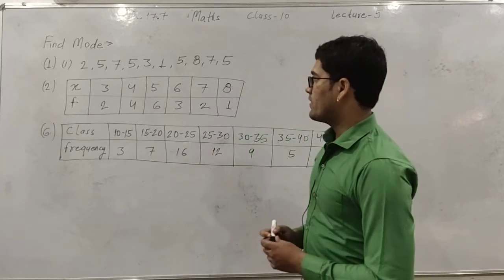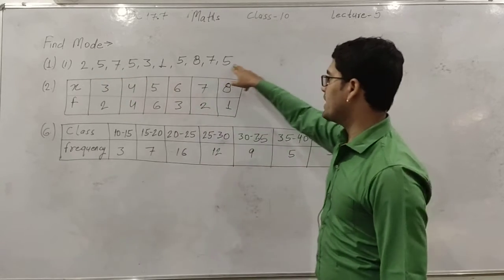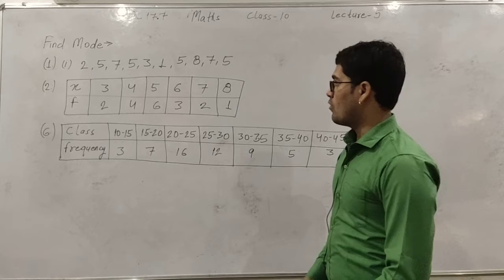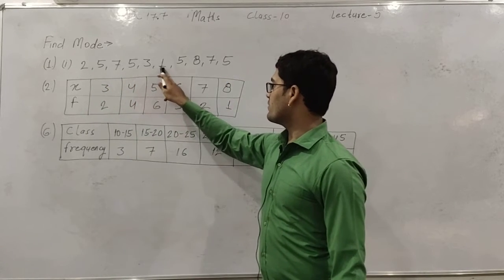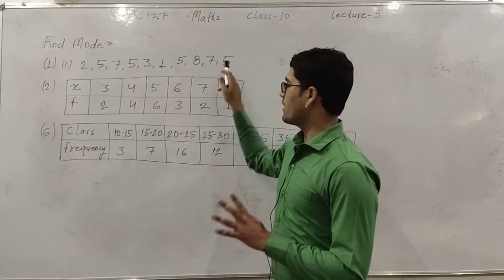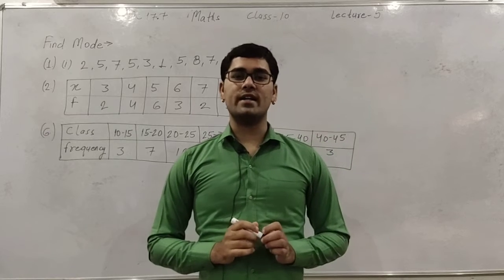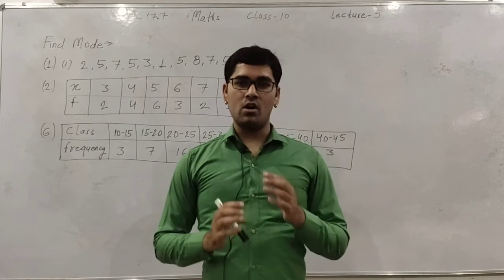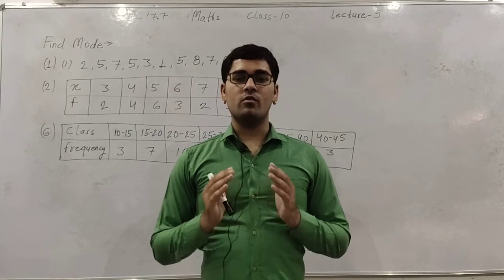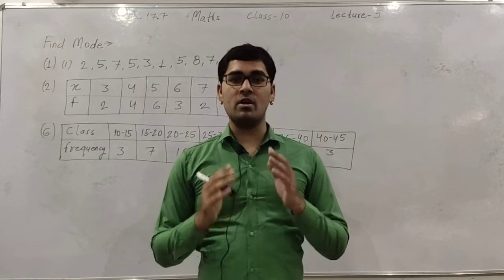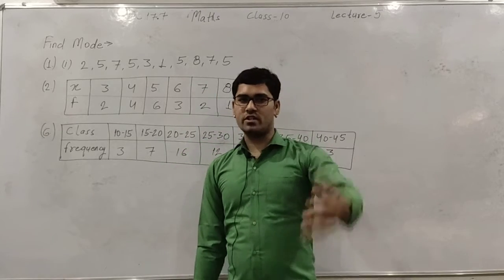So the first question says find the mode, and we are given some random numbers: 2, 5, 7, 5, 3, 1, 5, 8, 7, 5. Now firstly, we must know what is mode. Mode is the most frequent number, or the number which comes maximum times. The number which comes maximum times, the most frequent number, is known as mode.